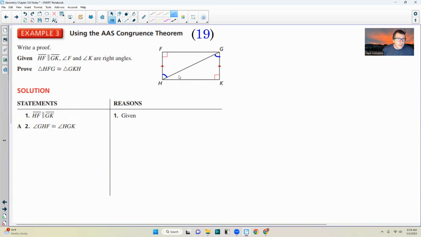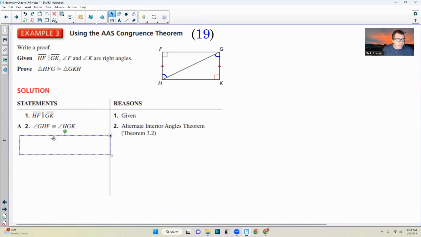Okay, why? Well, we have two parallel lines cut by a transversal. These are alternate interior angles. Okay, so that's an angle. We have an angle. All right. Our other given is an angle. Hit enter. Angle F is congruent to angle K because they're both right angles.